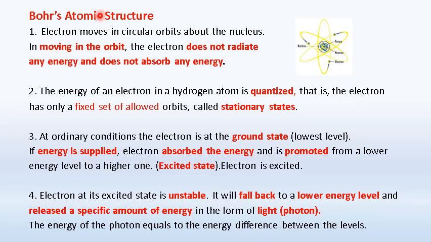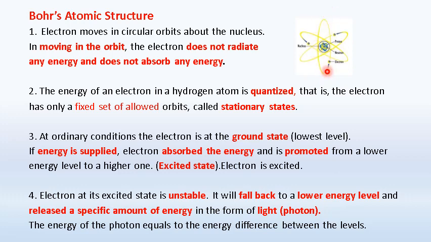According to Bohr's atomic structure, there are 4 postulates. So postulate 1, electron moves in a circular orbit about the nucleus. So this is the circular orbit. The electron moves around, and while it moves around, it does not radiate or absorb any energy. Postulate 2, the energy of an electron in the hydrogen is quantized, meaning that the electron has only a fixed set of orbits, meaning while it's n equal to 1, then it's n equal to 1. And this state is also called a stationary state.